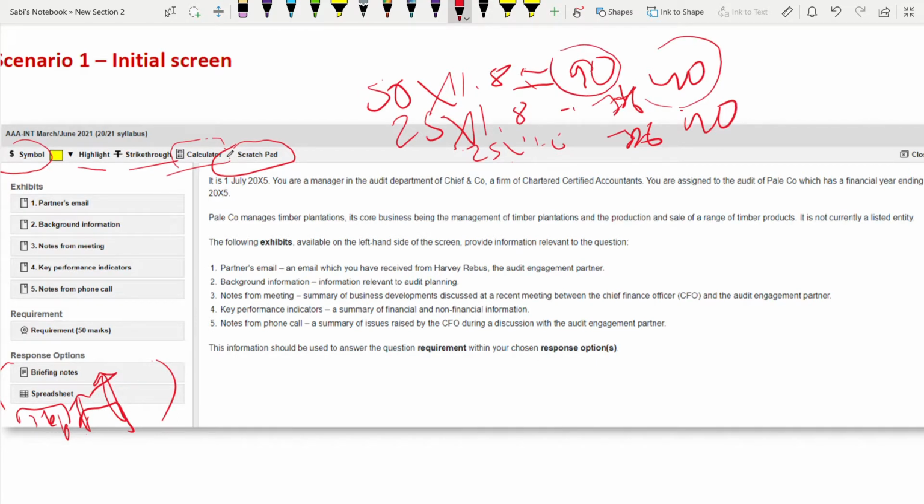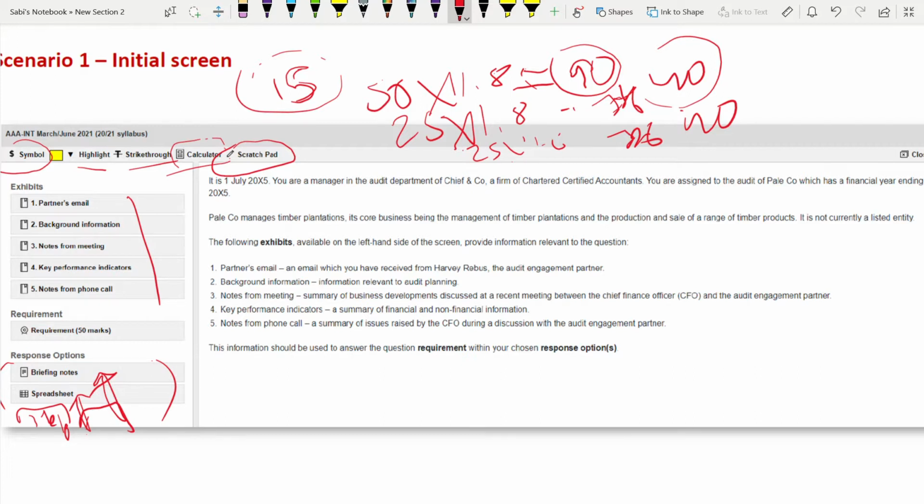And this 90 minutes is not only for writing, this 90 minutes altogether, plus that 15 minutes you have, because it's a 3 hours 15 minutes paper. So this additional 15 minutes that you are getting, you can utilize for reading the exhibits in question number 1.